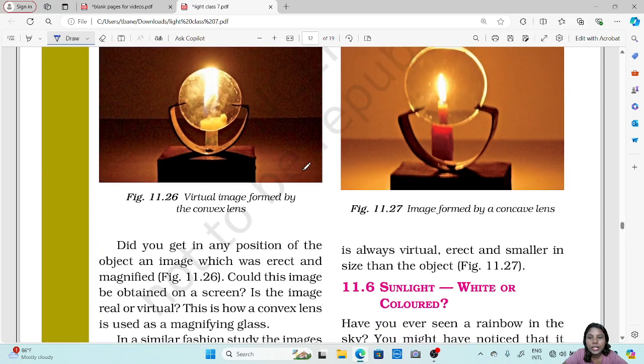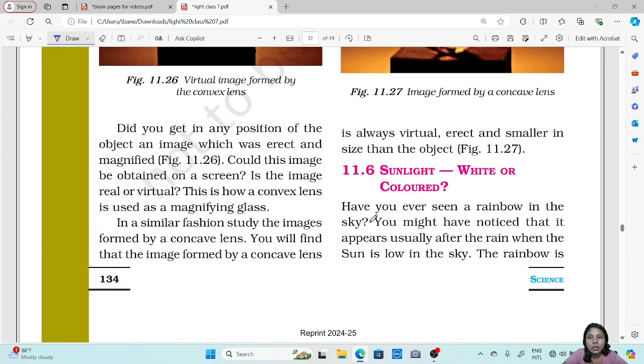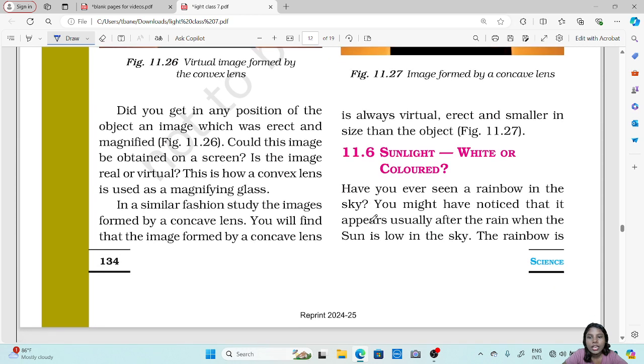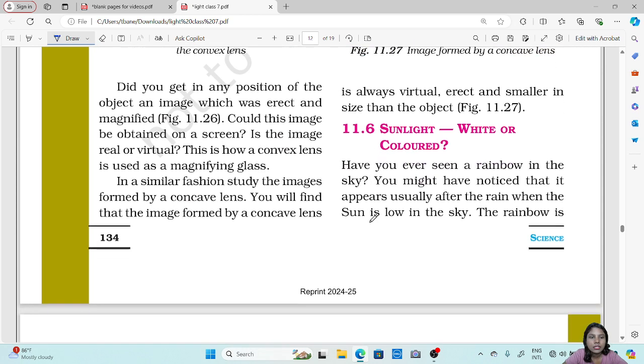Even when you take the virtual image formed by a convex lens, you can see it is enlarged, and the image formed by a concave lens is smaller. Did you get any position of the object and image which was erect and magnified? Yes. Could this image be obtained on a screen? No. Is the image real or virtual? It is virtual. This is how a convex lens is used as a magnifying glass.